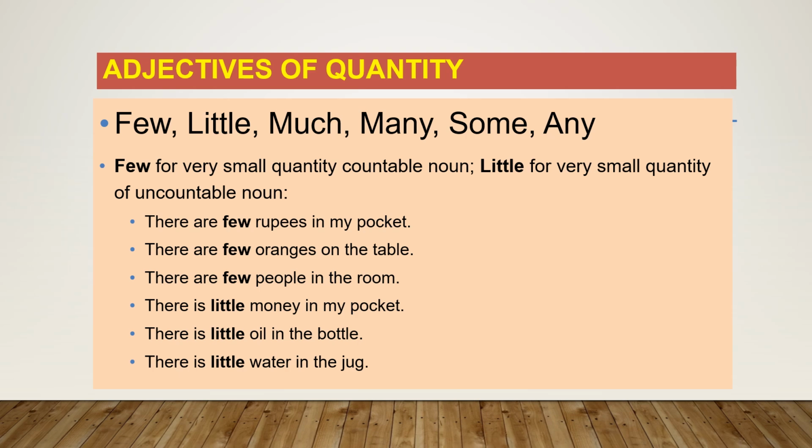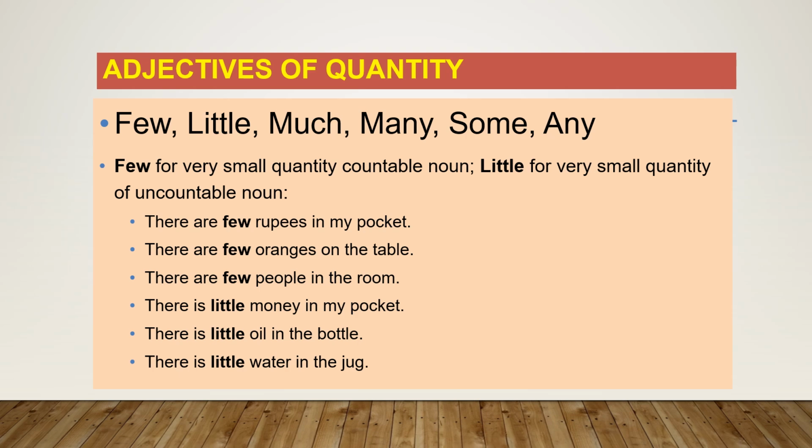Here you have some examples. There are few rupees in my pocket. Rupees is countable. Rupee 1, 2 rupees, 3 rupees, and so on. There are few oranges on the table. Oranges can be counted, so you say few. That means quantity. There are few people in the room. People also, you use few because one person, two persons, three persons, and then a group of them, people.